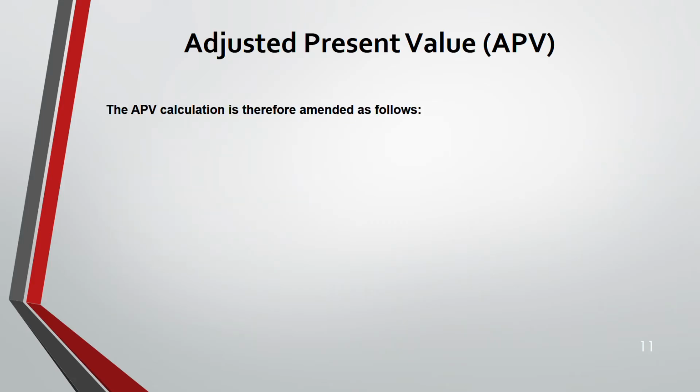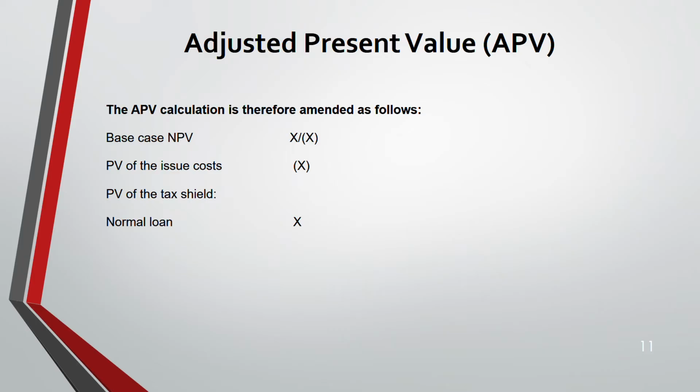Then after we include that, the amended calculation for APV will look something like this. Base case remains the same. It could be positive or negative. Then you deduct issue cost, present value of issue cost for both equity and debt, and present value of tax shield. One is for the normal loan, one is for the cheap loan. And then the present value of the loan itself.